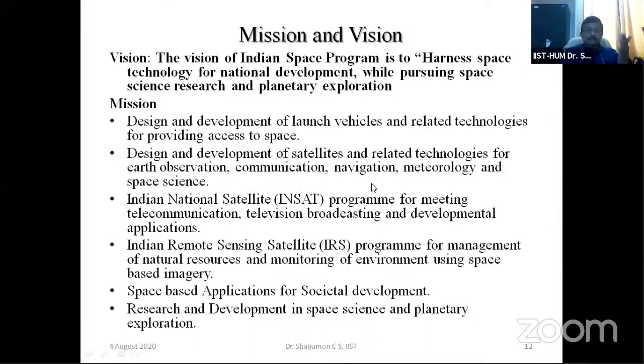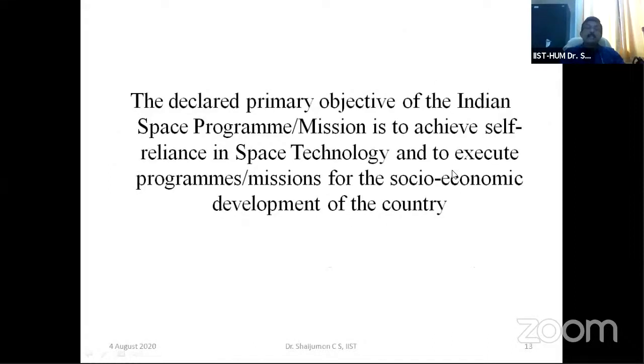I put all the missions here for you to read. In that, one of the missions, the fifth one, you can see, is space-based applications for societal development. One of the main objectives itself, one of the missions itself, is societal development. So this is very important, solving the social problems of the country, solving the economic problems of the country. That's why I said this technology is very, very important for the country. The declared primary objective of the Indian space program is to achieve self-reliance in space technology and to execute program missions for the socio-economic development of the country. This is the declared primary objective of the space technology development of the country.